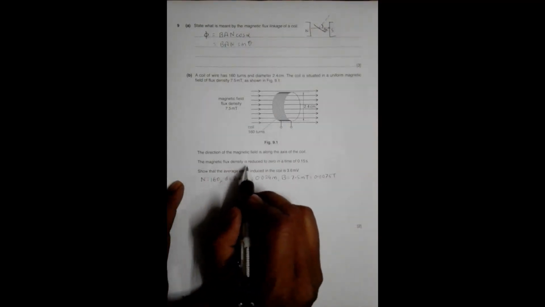The magnetic flux density is reduced to 0 in a time of 0.15 seconds. So this small t is equal to 0.15 second, and the magnetic flux density is reduced to 0. So that means the final B is equal to 0. Now it says, show that the average EMF induced in the coil is 3.6 millivolts.